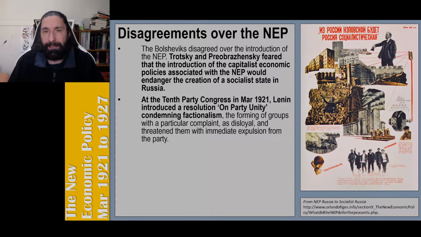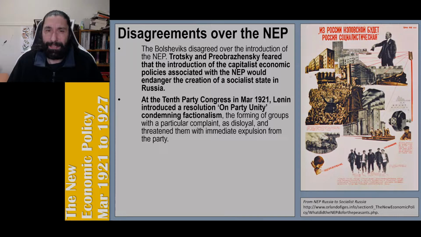At the 10th Party Congress in March 1921, Lenin did a few things in order to firstly introduce the NEP and also impose his authority over the party and put an end to dissenting voices within the party. So he introduced a resolution on party unity, condemning factionalism and factions, groups within a party itself. So for example, perhaps one that you have read about or come across, the left Bolsheviks who were critical of some of Lenin's policies in the past, for example, the signing of the Treaty of Brest-Litovsk, I believe, as well as the initial introduction of state capitalism when the Bolsheviks first got into power.